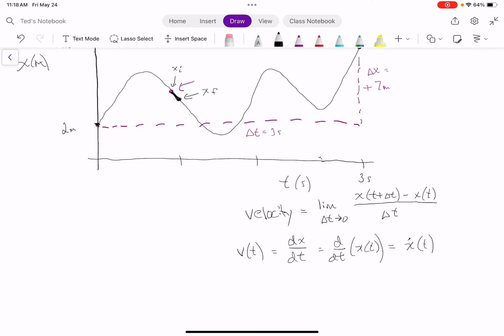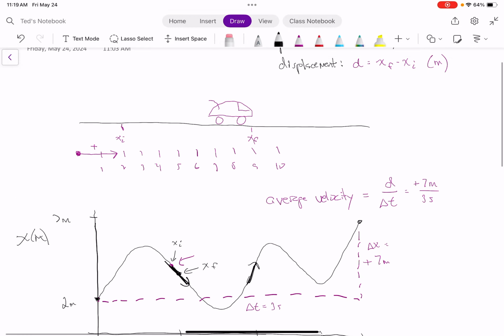So velocity is the derivative of position. It is the rate of change of position, how quickly the position is changing. And notice the velocity can be negative, which means that the position is becoming more negative, or the velocity can be positive, meaning the position is becoming more positive. A positive velocity means that the object is moving in the positive direction. A negative velocity means that the object is moving in the negative direction.